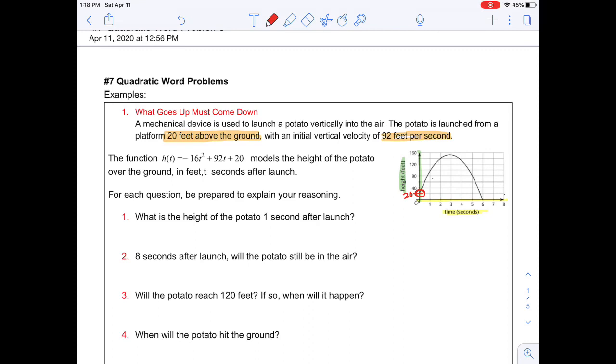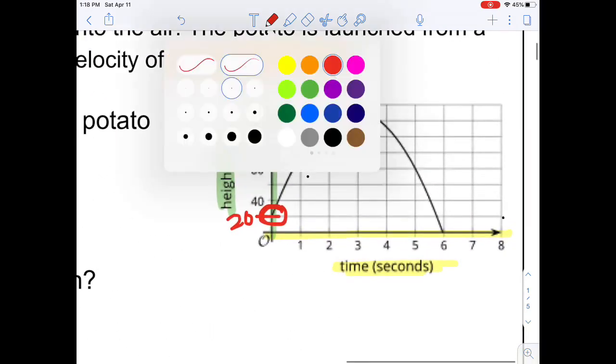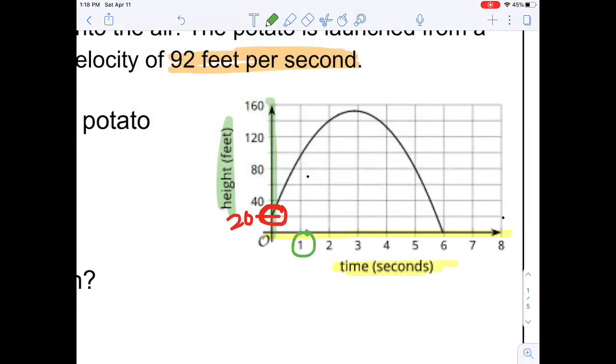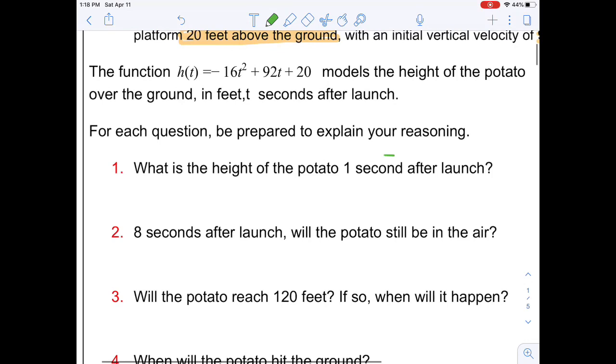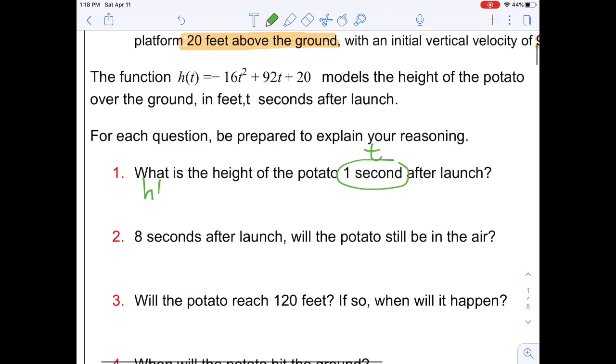Number 1 says, what is the height of the potato 1 second after the launch? We could go over here and say that after 1 second, it's approximately 100. We would be estimating at that point. So we're going to take that 1 second, which represents t, and plug it in. h of t equals negative 16 times t squared, and everywhere you see a t, you put a 1. So negative 16 times 1 squared plus 92 times 1 plus 20. Well, 1 squared is just 1.